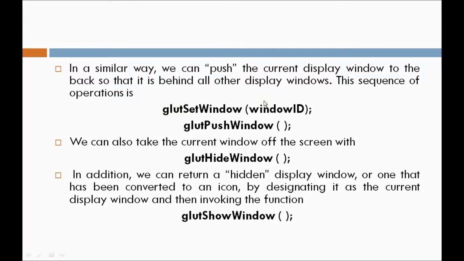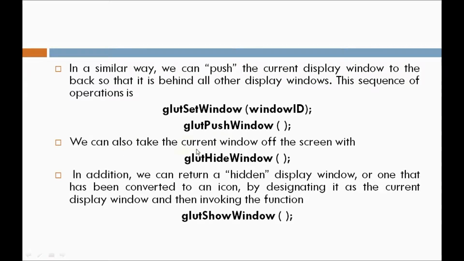You can push that window to the back side. With glutSetWindow, you have to set the window that is to be moved to the back. Which window do I have to move back? Window 1. So I will set the window ID as 1, and I will use the glutPushWindow command. So I will push my window 1 to the back side.